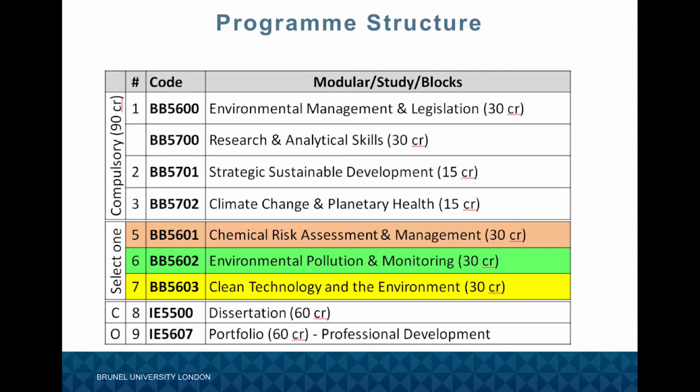In addition, you need to select one theme, either chemical risk assessment and management, environmental pollution and monitoring, and the third theme is clean technology and the environment. And each of these themes consists of 30 credits, and that will give you a total of 120. Once you have completed the taught part in term 1 and term 2, you will be working on your dissertation, which is 60 credits in term 3. If you are registered onto the professional development program, you will need to complete this additional portfolio, which is 60 credits, and that will give you a total of 240 credits.